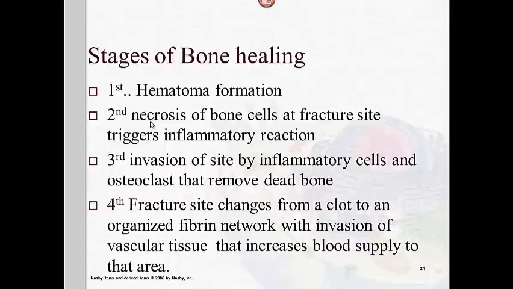Within 48 hours of the injury, the vascular tissue invades the fracture area from surrounding soft tissue and marrow, and the blood flow of the entire bone is increased. That's basically invasion of the site by inflammatory cells and osteoclast activation by calcitonin that remove the dead bone tissue. The fracture site changes from a clot to an organized fibrin network with invasion of vascular tissue that increases blood supply to the area, as already mentioned.